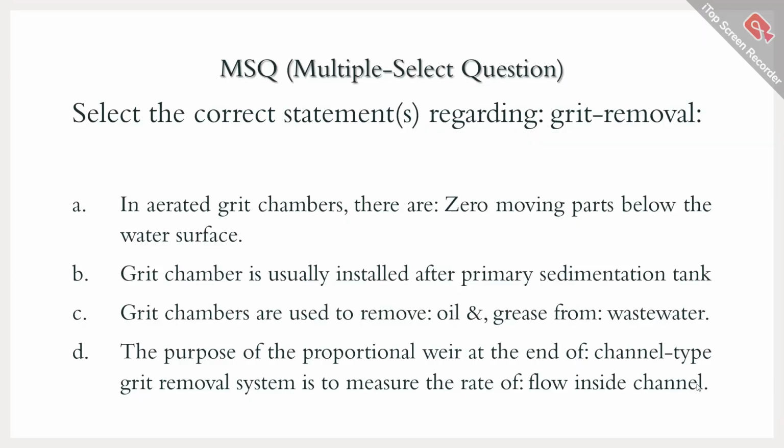Okay, so I'll tell you the answers. Options A and D are the correct answers. C is sometimes used, but it is not the main purpose of the grit chamber. So that's why it is not a correct answer.